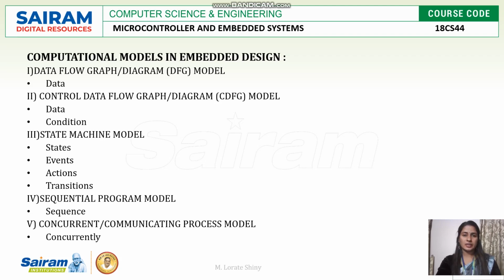State represents the current situation. Event is the input to the state, and this event acts as the stimulus for the state transition. State transition is movement from one state to another state. Action is the activity performed by the state machine.